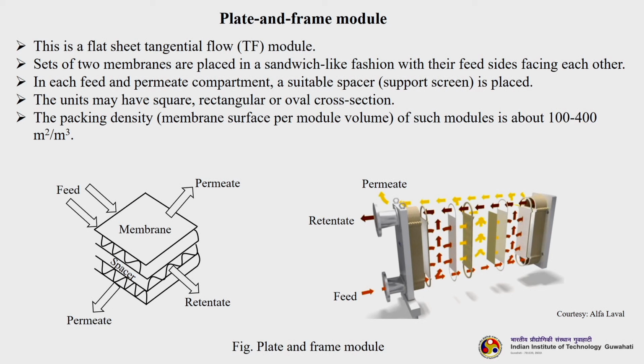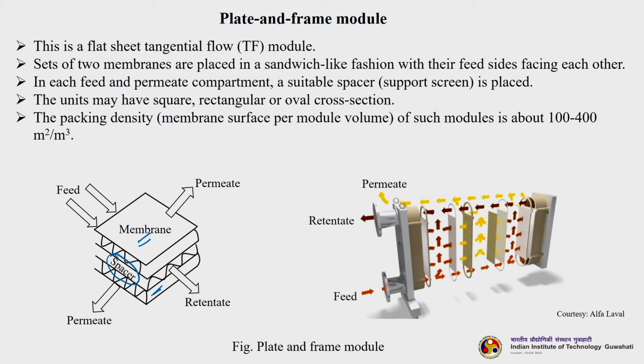The next one is the plate and frame module. These are also called flat sheet tangential flow modules. In many books you will see that it is called a TFF system or TFF modules. What happens here is that sets of two membranes are placed in a sandwich like fashion with their feed sides facing each other. You can see in this particular scheme, the top portion is a membrane, the bottom portion is also a membrane, and what is provided here is a spacer. The spacer is a support screen.